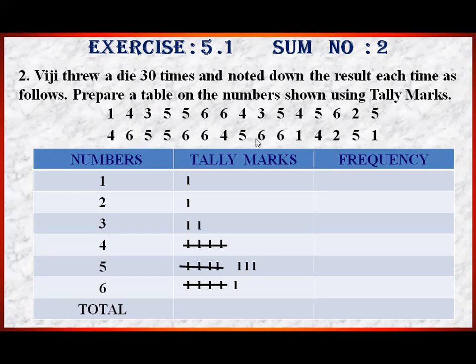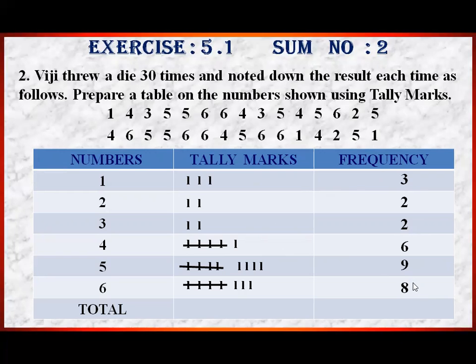5, 6, 6, 1, 4, 2, 5, 1. So we have completed drawing the tally. Let's count and write the frequency. So by looking at it itself, you know that the first number 1 appears 3 times, number 2 twice, 3 again 2 times, 4 appears 5 and 1, 6, 5 appears 5 and 4, 9, and 6 appears 8 times.